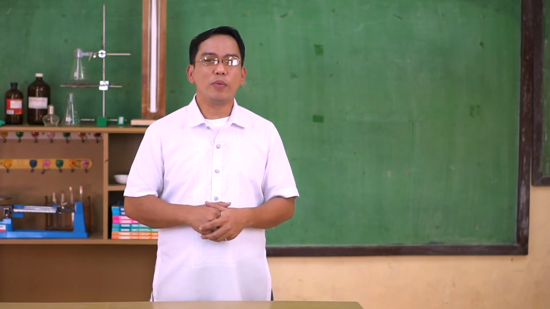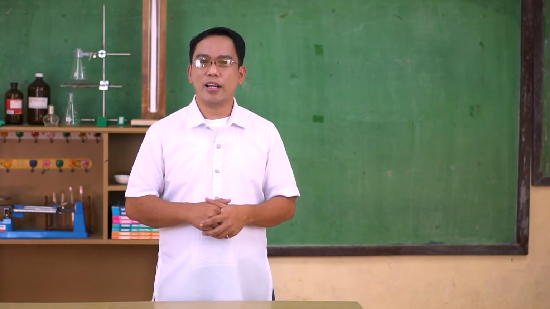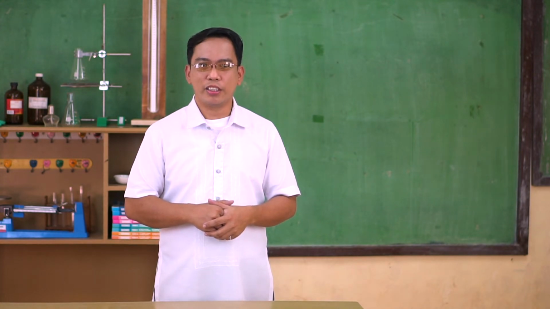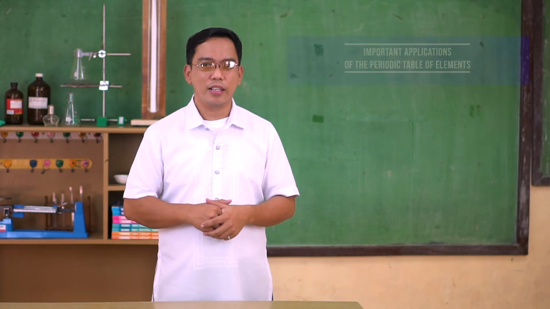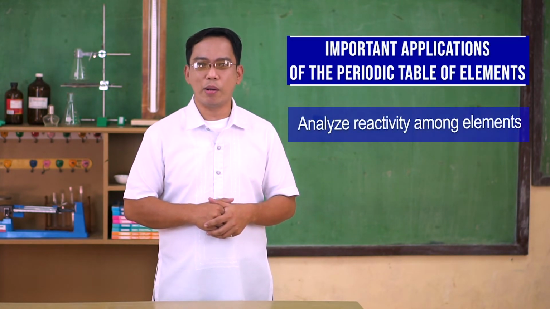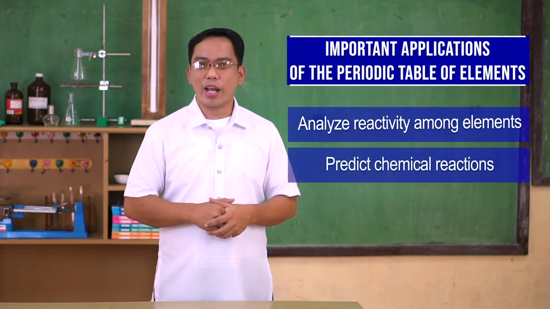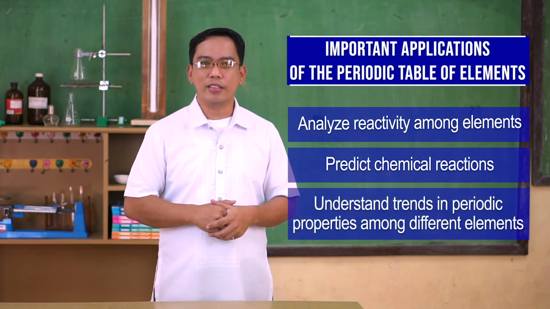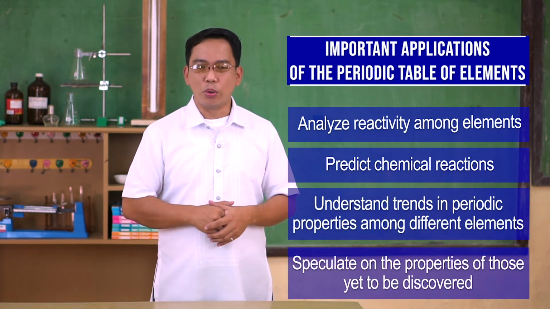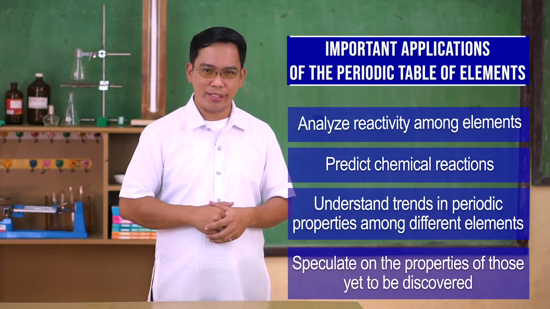The periodic table of elements is a common sight in classrooms, campus hallways, and libraries, but it is more than a tabular organization of pure substances. Scientists can use the table to analyze reactivity among elements, predict chemical reactions, understand trends and periodic properties among different elements, and speculate on the properties of those yet to be discovered.